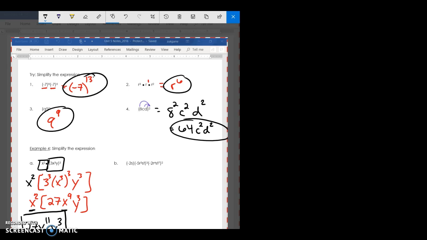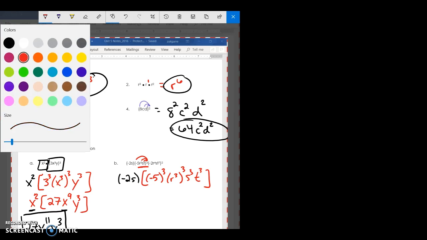Same thing with letter B. Again, we're just going to break this into little pieces. I've got a -2s. That can just hang out for now. We don't have to do anything with that. Let's do this next part in red. I've got -5. We're going to take this exponent and distribute it to everything. I've got -5 to the 3rd. Then I've got r cubed to the 3rd, s to the 3rd, t to the 3rd. So that's our red part, our black part, and then I'll do a blue chunk.